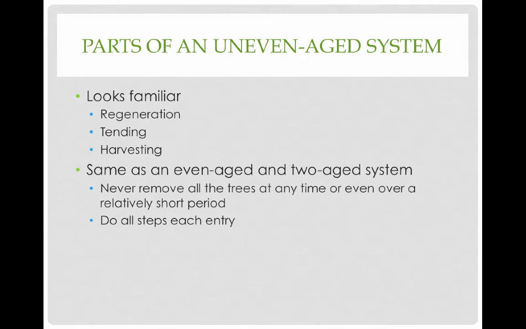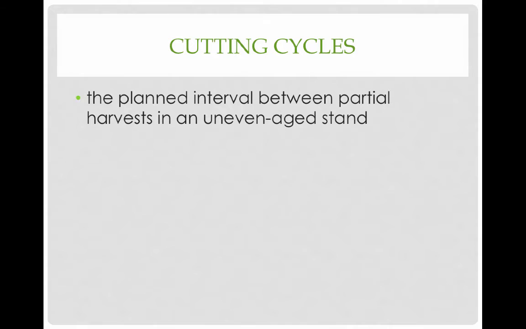I mentioned this term a second ago, a cutting cycle. The cutting cycle is a planned interval between partial harvests in an uneven age stand. Remember, in an even age system, we talked about rotation. That's from basically start to finish, from regeneration to harvest, whereas a cutting cycle is the interval between partial harvests. So there's a difference. Even age systems, we have rotations. Uneven age systems, we have cutting cycles.